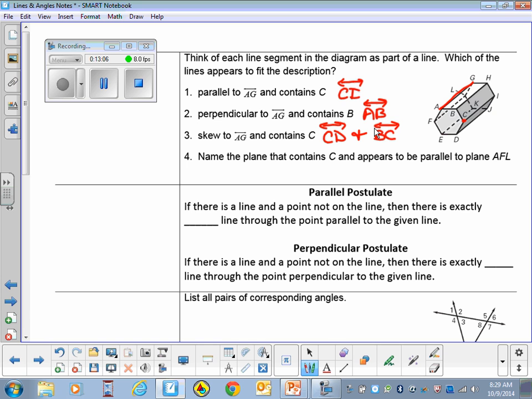Okay. What about a plane that contains point C and is parallel to plane AFL? Brandon? Perfect. Plane CDJ. Make sure you've written out the word plane. Okay, you could have done CDI, CIJ. You had some options. The 3 letters.